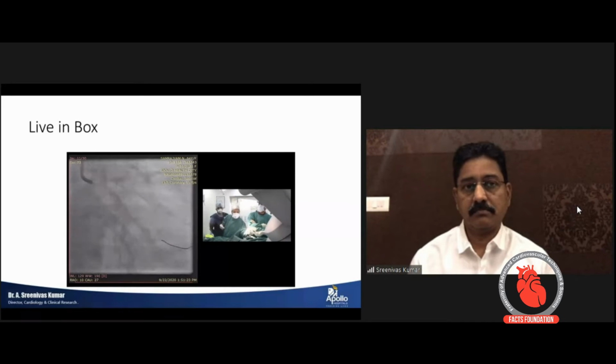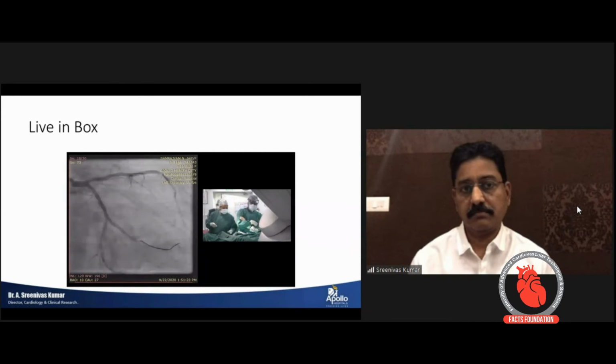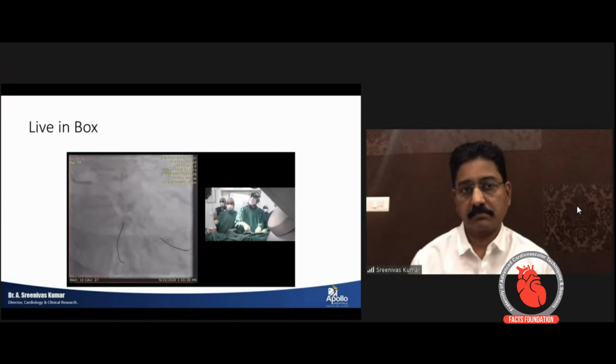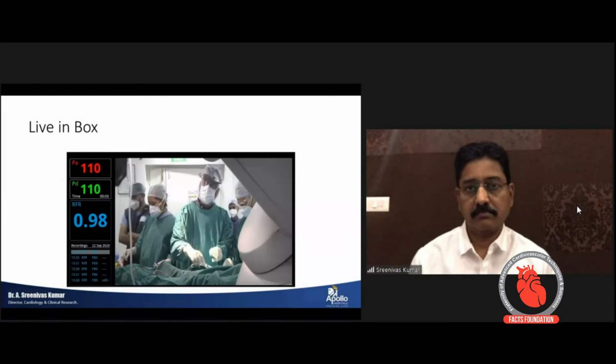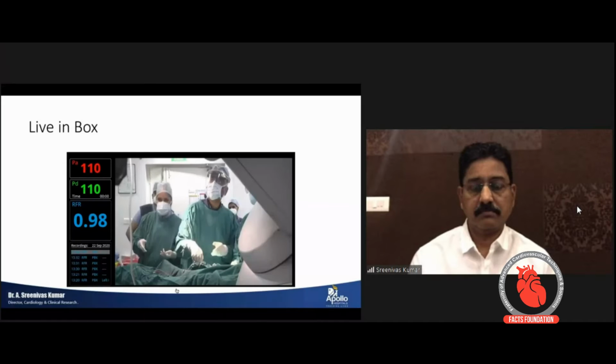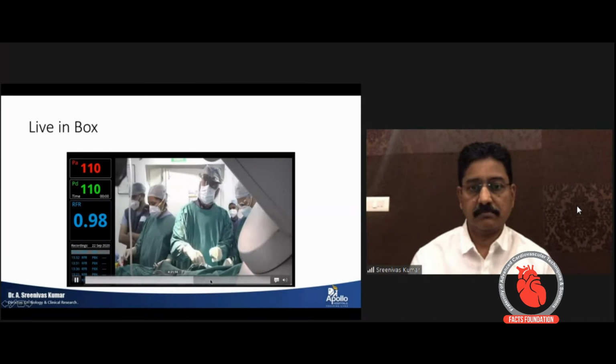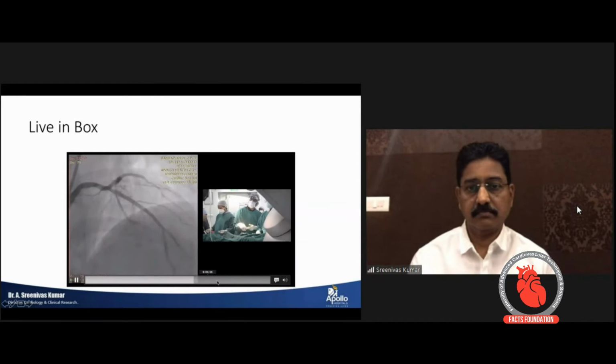Now we are checking the RFR again. That RFR in both the sides came negative. That is the advantage of treating the proximal vessel if it comes important. And the OM flow is maintained, though the lower division shows disease, but because of a normal flow, we left it.